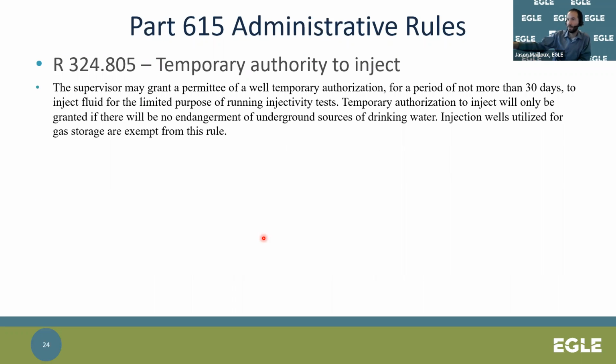This one, again, since we're going in order, we'll go super quickly. It's a short one: you can have potentially temporary authority to inject for up to 30 days for the limited purpose of running an injectivity test. Again, as long as there will be no endangerment of underground sources of drinking water. And if you're a gas storage operator, you are exempt from this rule.